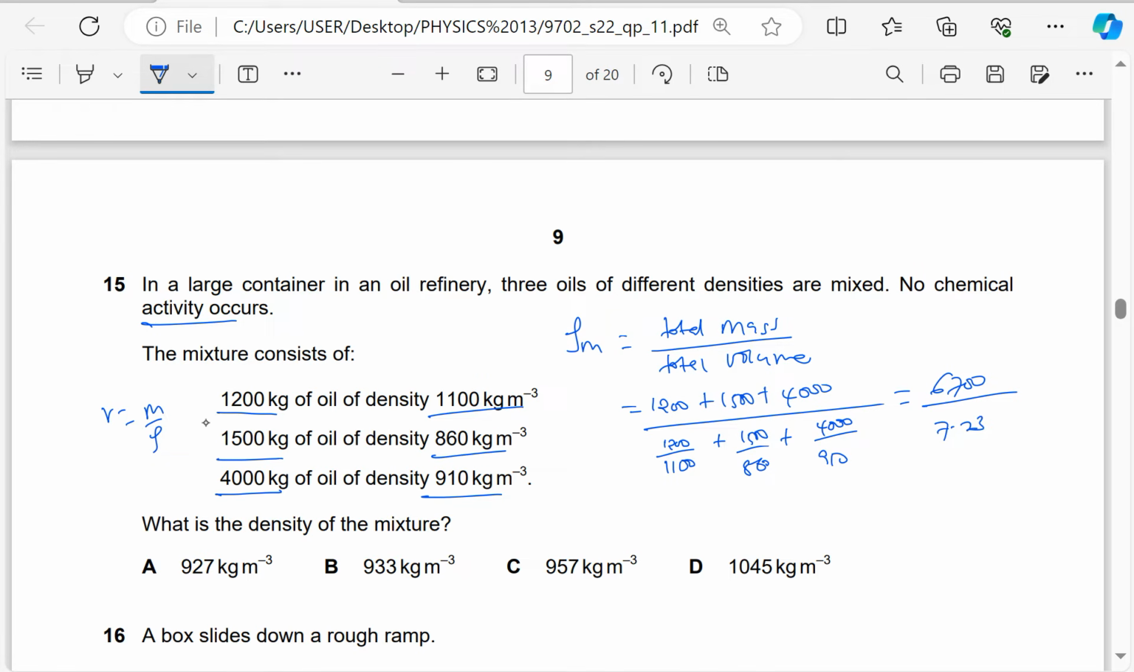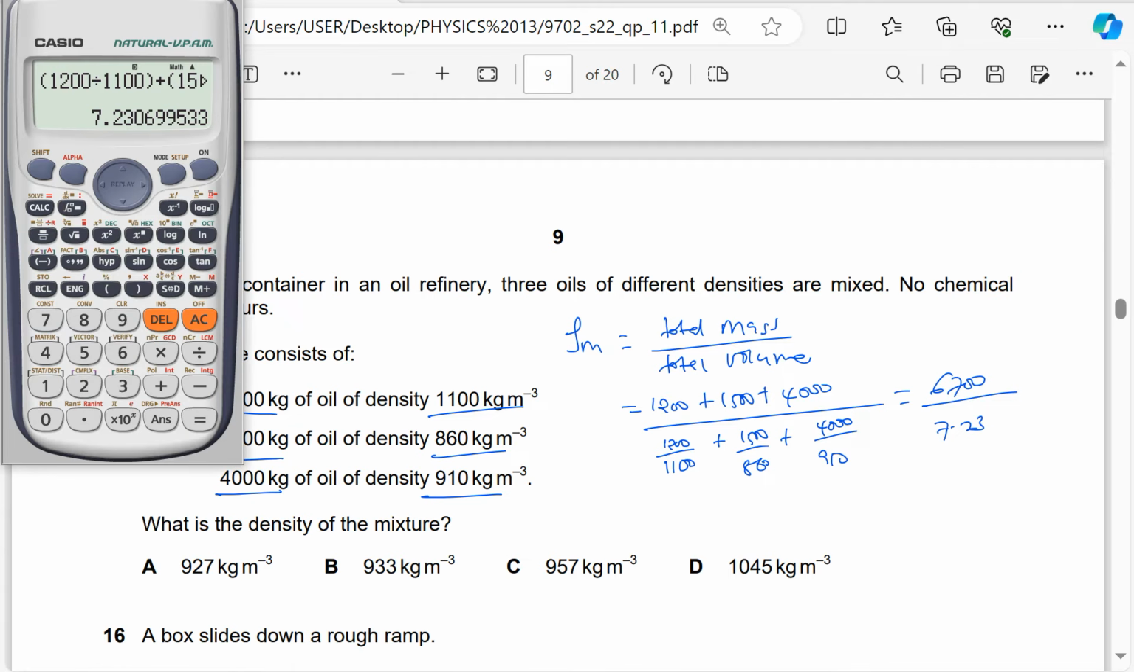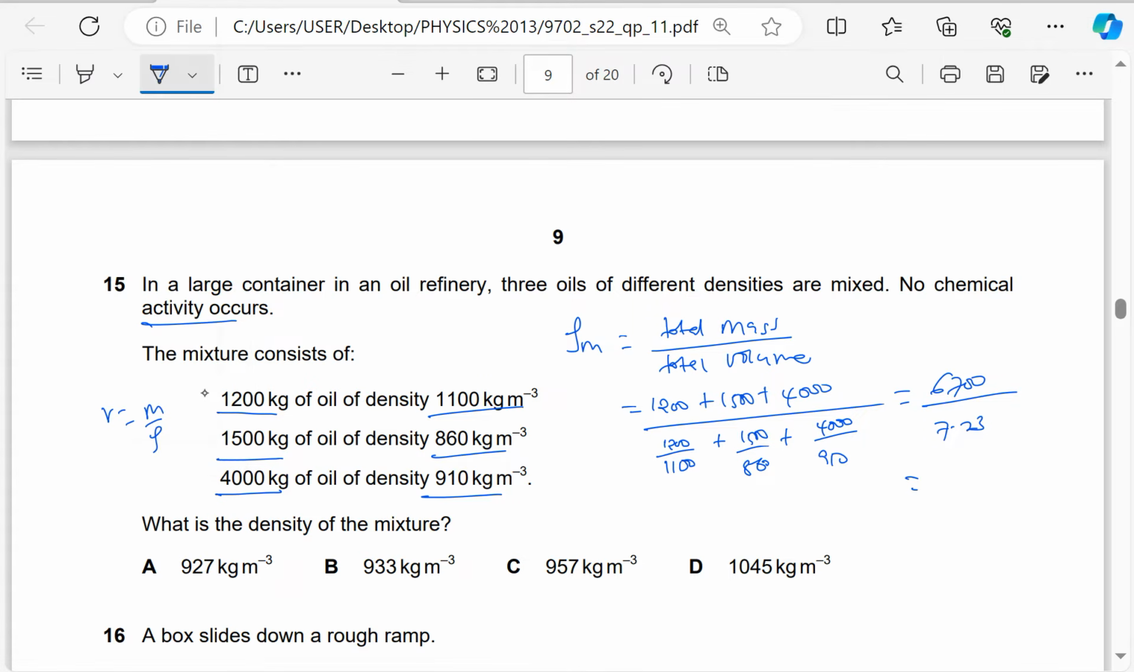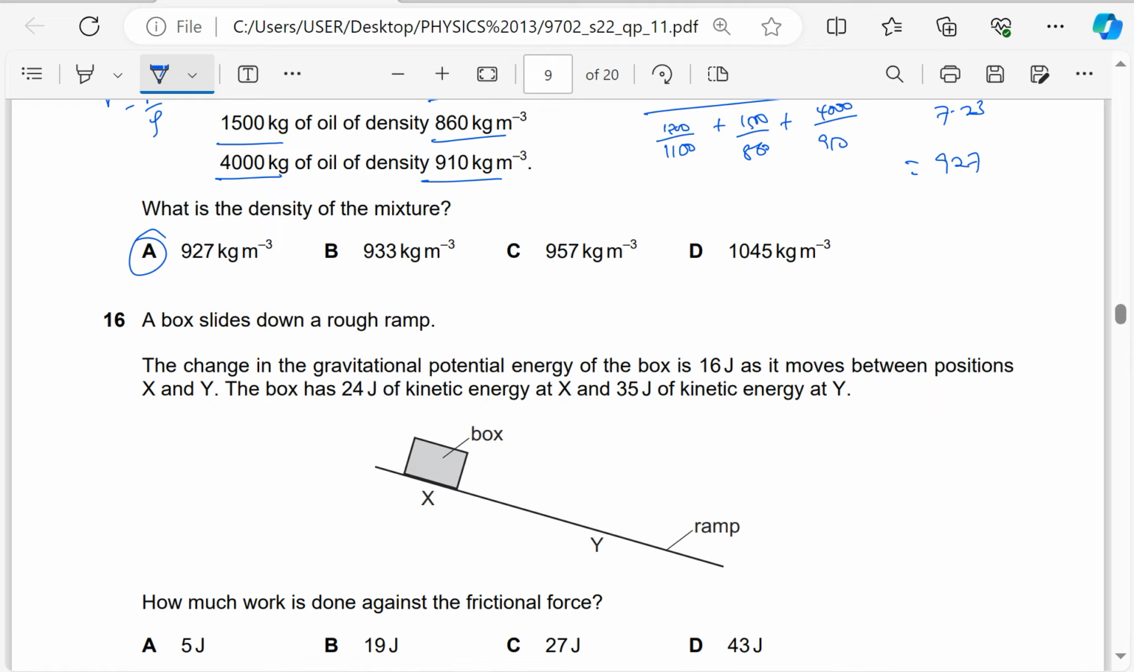7.23. I'll just press my calculator and divide the answer. 6,700 divided by the answer, that is 926 approximate. 927 actually. This is 927. So the answer is going to be A.